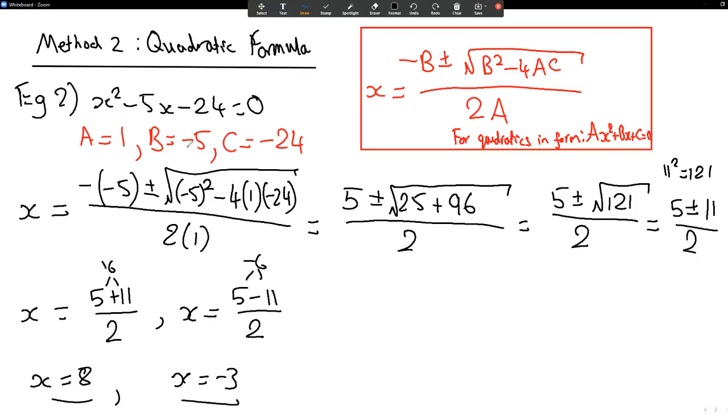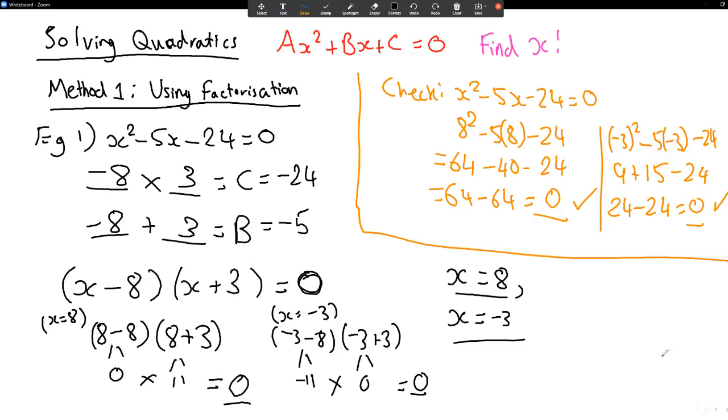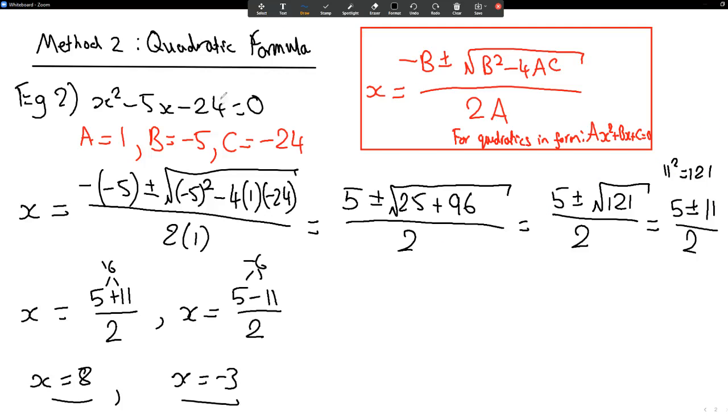And of course we could put them back into the equation and check them like we did last time. But if you remember, we used this other method, factorization, to get to the same answers. So this isn't a good enough check, because we've already checked this one, we know it's right. So this other method has got to the same answer. So that's okay. And we know that these are correct.